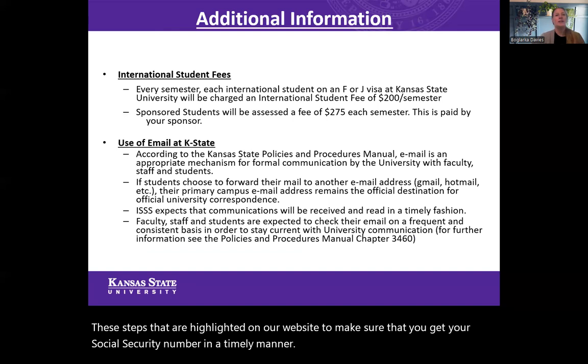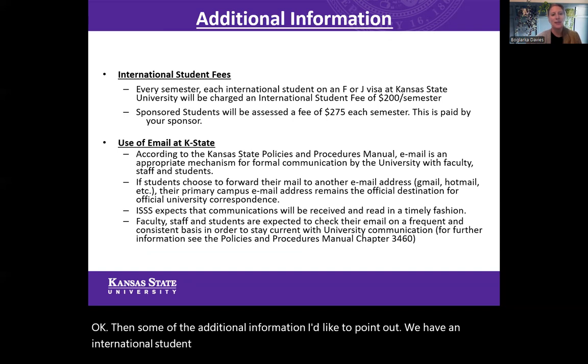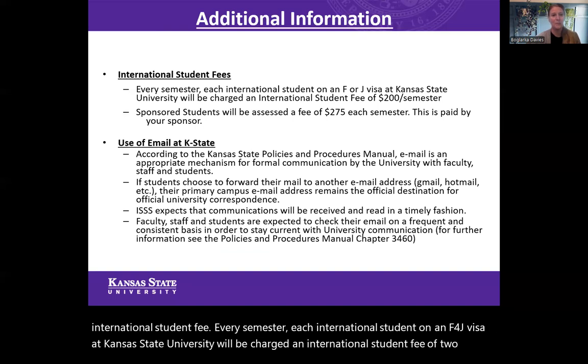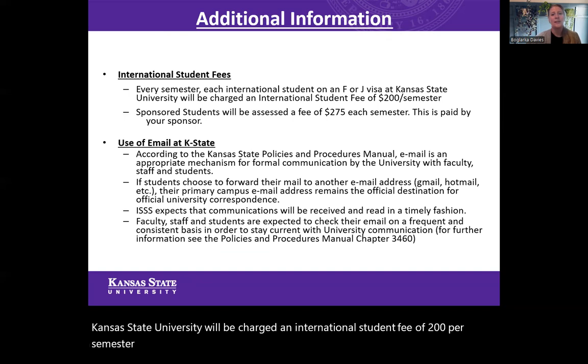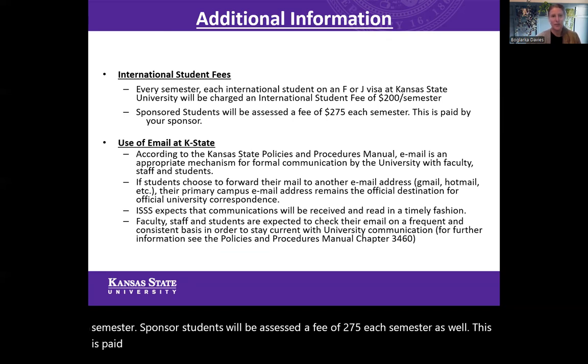Okay, then some of the additional information I'd like to point out. We have an international student fee. Every semester, each international student on an F-1 or J-1 visa at Kansas State University will be charged an international student fee of $200 per semester. Sponsored students will be assessed a fee of $275 each semester as well. This is paid by your sponsor.